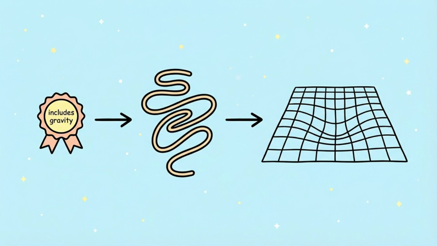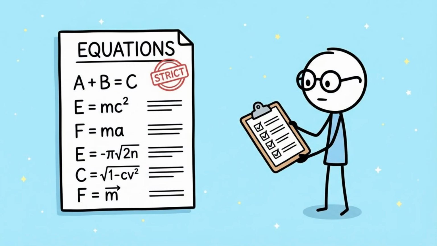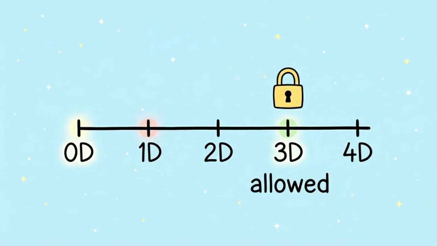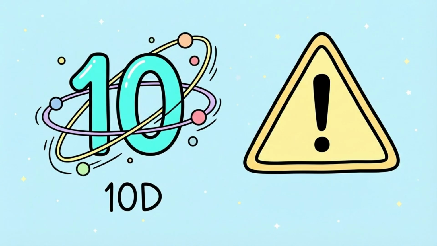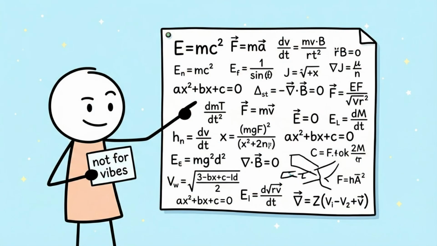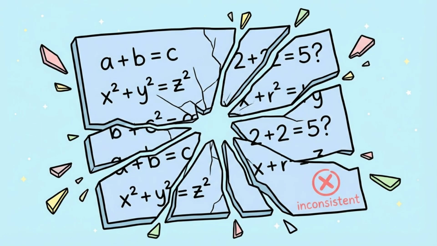It naturally includes gravity. But when you write down the equations for a quantum string, the math is picky. If you try to make the theory consistent, it only works in certain numbers of dimensions. For superstring theories, that number is 10 total: 9 dimensions of space plus 1 of time. Not because someone wanted it to be weird, but because otherwise, the equations develop inconsistencies and the theory breaks.